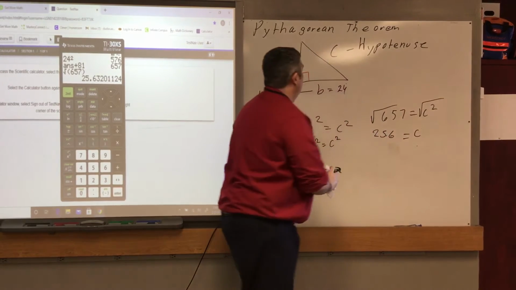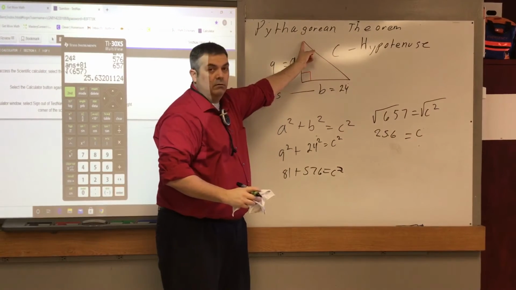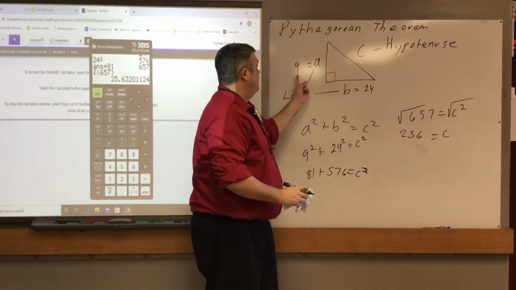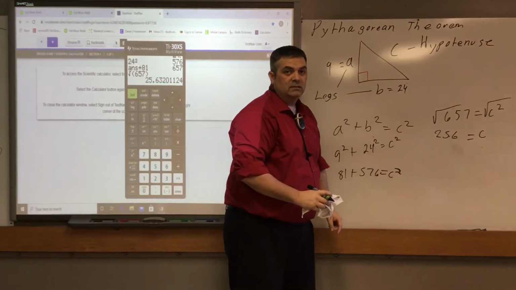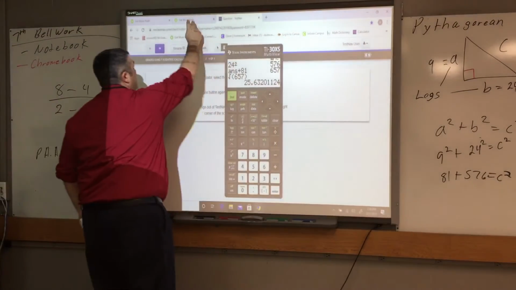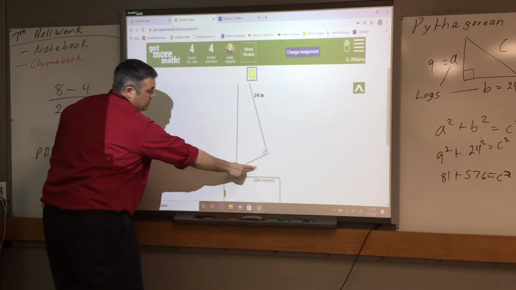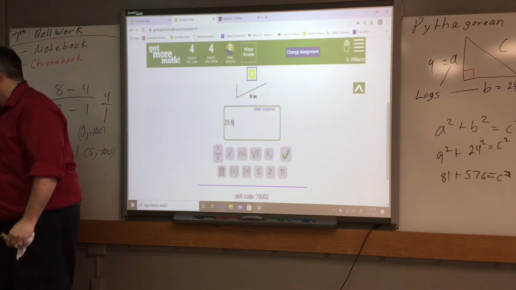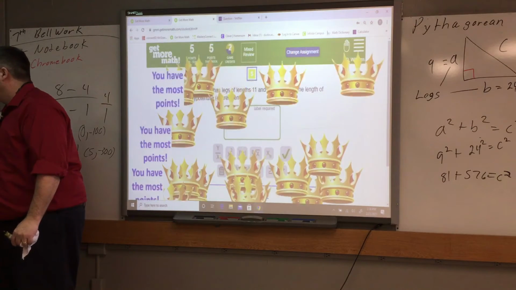So C, the distance from here to here, is 25.6 when B equals 24 and A equals 9. That's what this is saying. That's what we're talking about. So 25.6 inches, because we're talking about inches here. Okay, so 25.6 inches. Now hopefully, yeah, there we go.